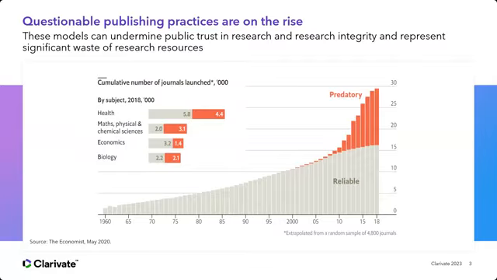Journals of questionable publishing practices are on the rise. As you can see on this slide from The Economist back in 2020, 4 years down the road now, I think we are still seeing this phenomenon of a large number of unethical publishing behaviors in journals. And this is across all disciplines like health, maths, physical sciences, economics, biology. So researchers, especially early career researchers, need to be even more stringent in selecting journals that are trustworthy.